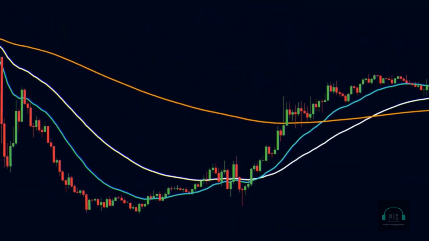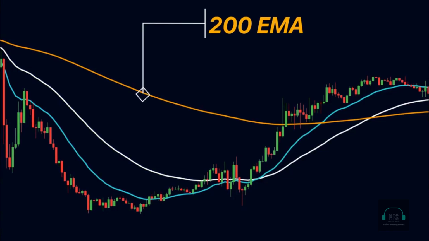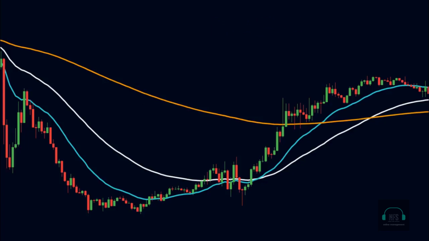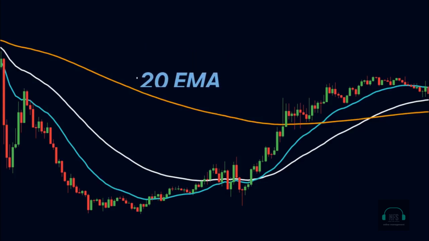Different moving averages will show different trends of the market. A 200-period moving average will show us the long-term trend of the market. A 50-period moving average will show us the medium-term trend of the market. And a 20-period moving average will show us the short-term trend of the market. A lot of traders like to use two or more moving averages to identify the trend of different terms.